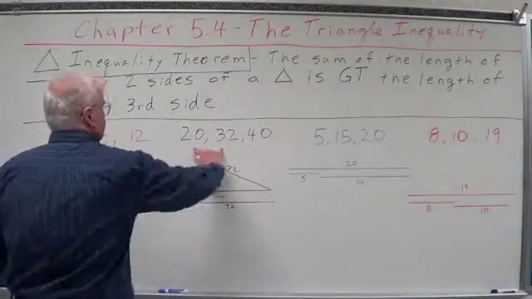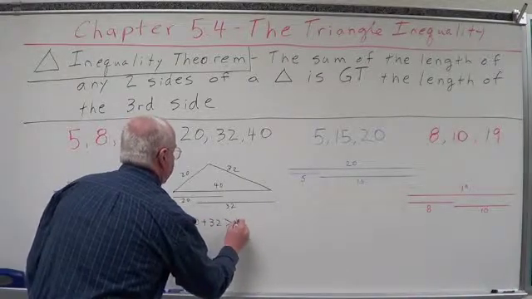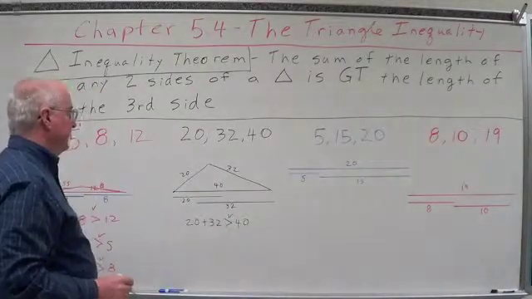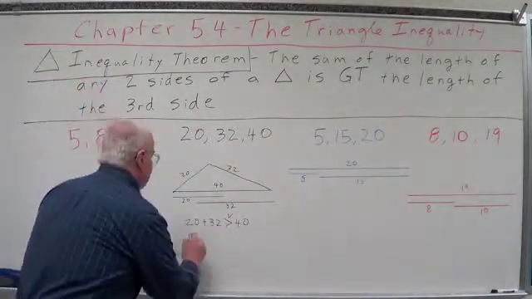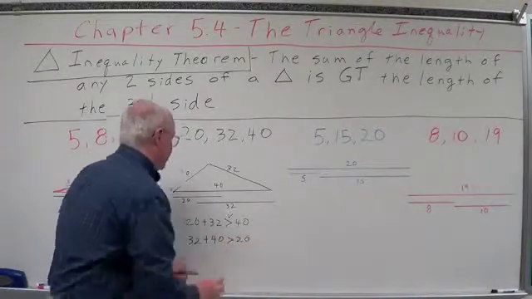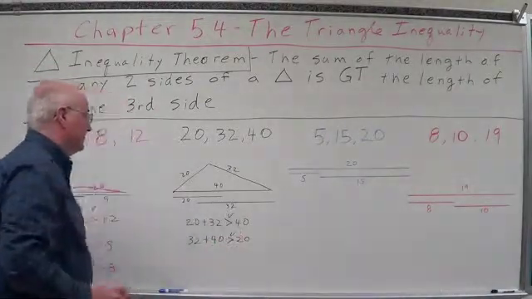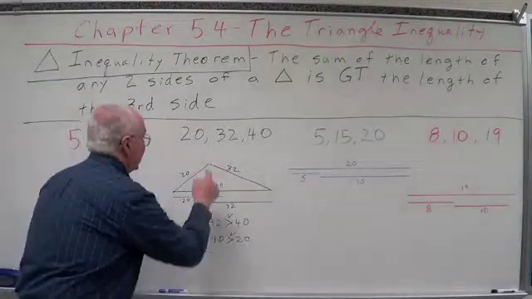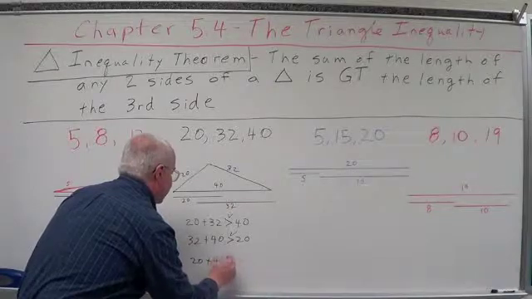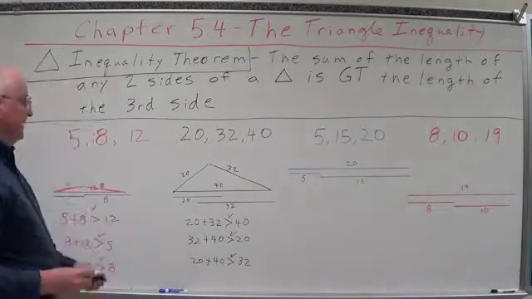Let's look at this one. Let's take the first two. 20 plus 32, is that greater than 40? Yes, it is, because this is 52. It's greater than 40. That works. Let's take the last two. 32 plus 40, is that greater than 20? Well, 32 and 40 are both greater than 20, so that most definitely works, because that's 72. Let's take the outside two. 20 plus 40, is that greater than the one that's left, 32? Yes, it is. And we have a triangle.